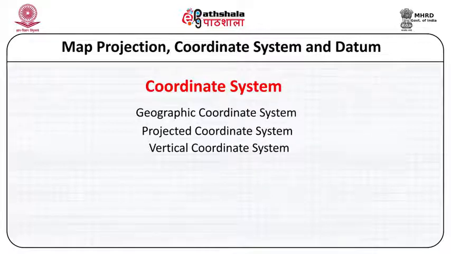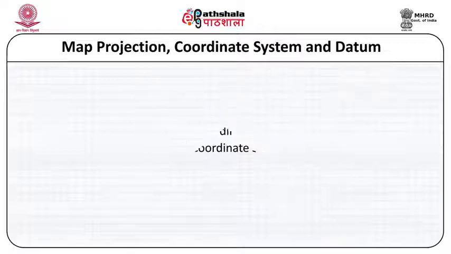Mostly, information in a vertical coordinate system is not necessary unless we want to show a database with other data that uses a different vertical coordinate system. The next important thing in our module is datum.